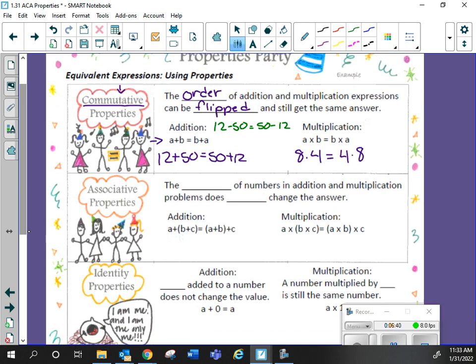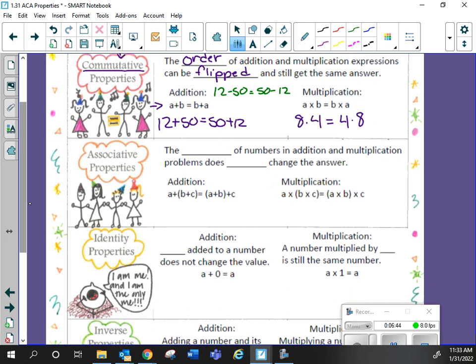The next one is the associative. Everyone say associative? Associative is how it is grouped. The grouping of numbers in addition or multiplication problems does not change the answer. Okay, so the algebra example is there.